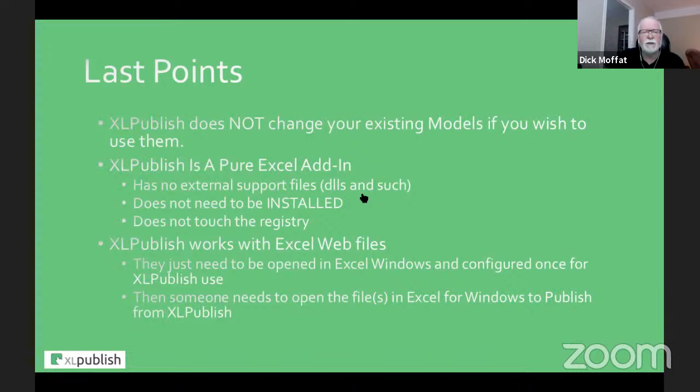XLPublish does not change your existing models. If you used an existing model, it does change it if you choose that tag where you have the little formula in the bottom right that indicates where the upper left is. And the number signs in the unpivot. That's the only change that XLPublish makes. Everything else is in range names, where we just capture what you chose, and they get recycled next time you go to publish.